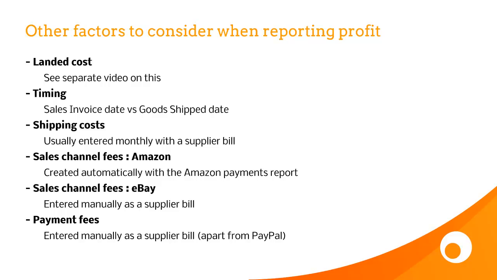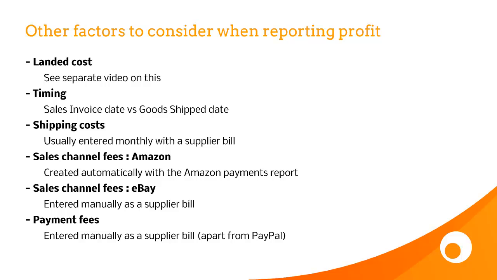Then you've got sales channel fees. So for Amazon, these are created automatically in your accounting system when the Amazon payments report is downloaded. This just goes straight to your accounting system, however. This is not shown on the sales orders themselves. With sales channel fees from eBay, you'd get a monthly bill from eBay for the fees, and you'd enter that, again, directly into the accounting system, so that won't show up on a per sale basis.